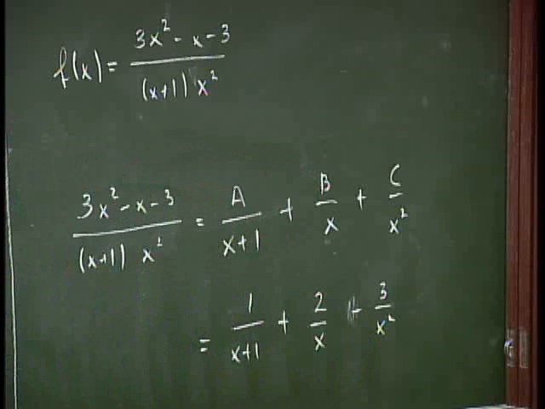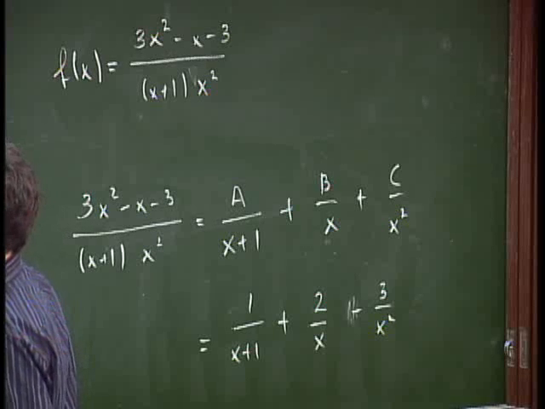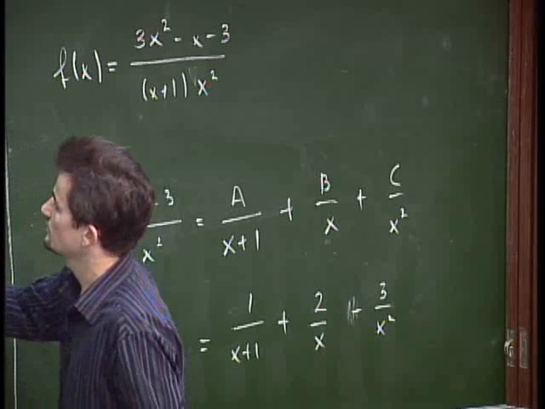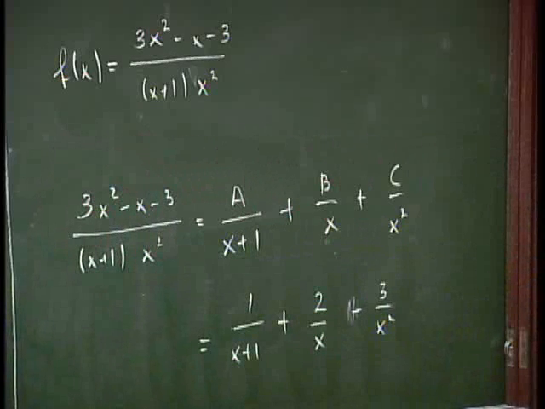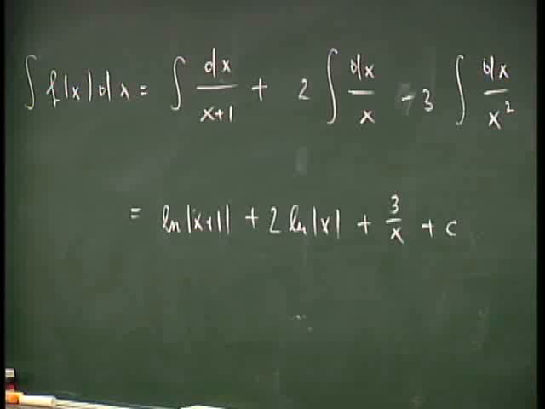Okay, and now the task of integration is very easy. So the first one is the ln of the absolute value of x plus 1, plus 2 times the ln of the absolute value of x, plus 3 over x, plus a constant. Okay, so this was the second case.